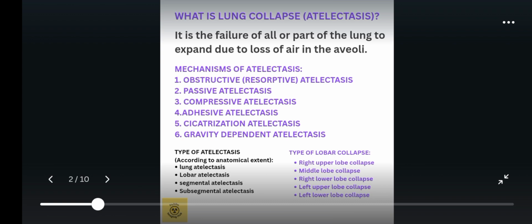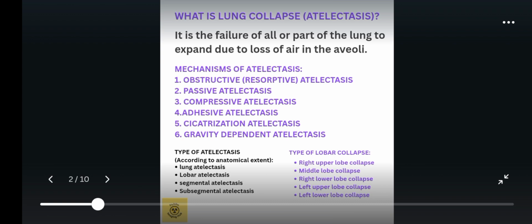So let's look at obstructive atelectasis, or how it comes to cause atelectasis. Obstructive atelectasis occurs when airflow to a region of lung is interrupted as a result of airway obstruction. When this occurs, the air distal to this obstruction is reabsorbed, and this causes collapse of the affected area or lobe. The passive mechanism is the loss of volume as the lung retracts in the presence of pneumothorax. This is associated with patients that have pneumothorax.